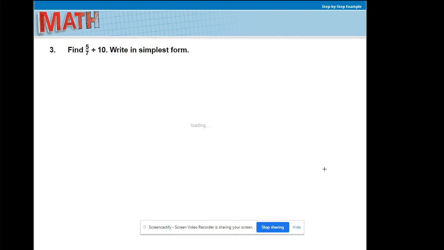All right. Number 3, it says find 5/7 divided by 10. So we are going to start out with our keep, switch, flip. We're going to keep 5/7, switch our division to multiplication, and flip 10. Like I said previously, we have 1 under every single whole number, which if we flip it, it's going to be 1/10.